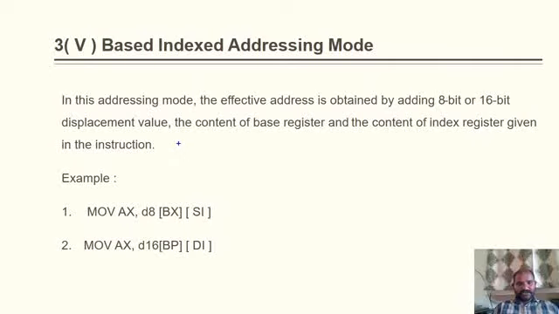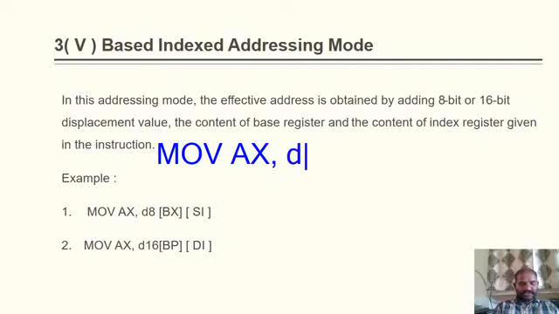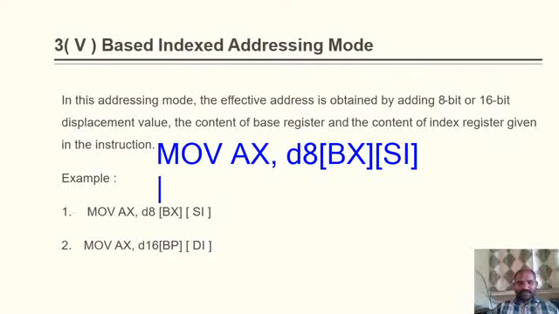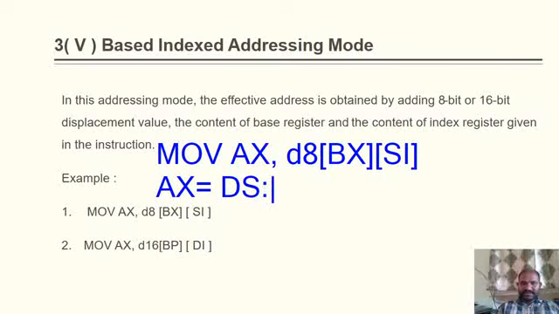What I'll do is explain how exactly this instruction is getting executed. I'm just rewriting MOV AX, d8 of BX of SI. That's it. So what exactly does this mean? AX is going to be filled from the DS segment. The offset address is calculated by adding the d8 displacement value with the BX content and also with the SI content.